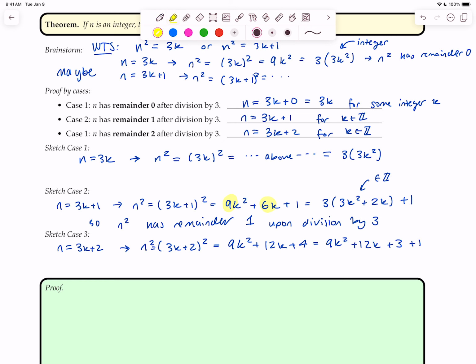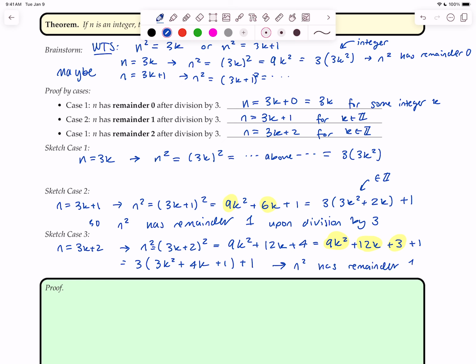Oh, this is looking good because now I've got a 3 in each of these 3 terms. So I'll pull a 3 out from them. So we get 3 times (3k squared plus 4k plus 1), plus 1. Oh, look, and now this thing in parentheses is an integer. So this says that n squared has remainder 1 upon division by 3. Okay, this is good. So it looks like in all 3 of these cases we get 0 or 1.